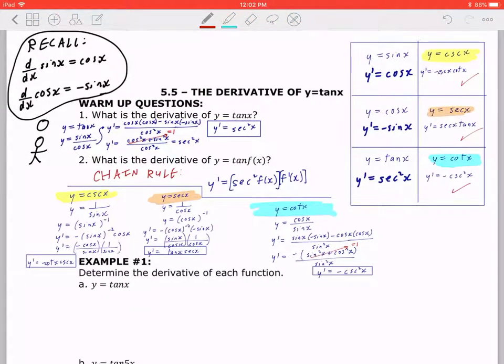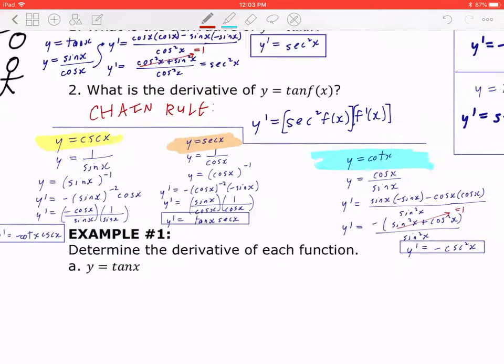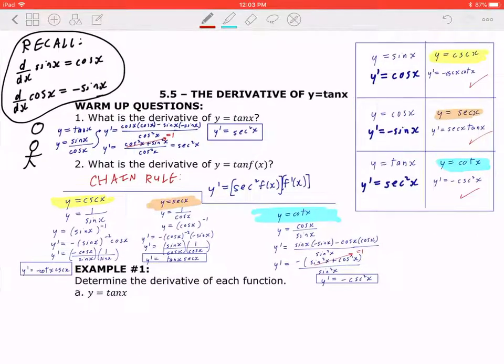So now we've derived the 6 different cases: sine x, cosine x, tan x, cosecant x, secant x, and cotangent x. Now, I'm going to continue this in part 2 with example 1. I hope this makes sense.